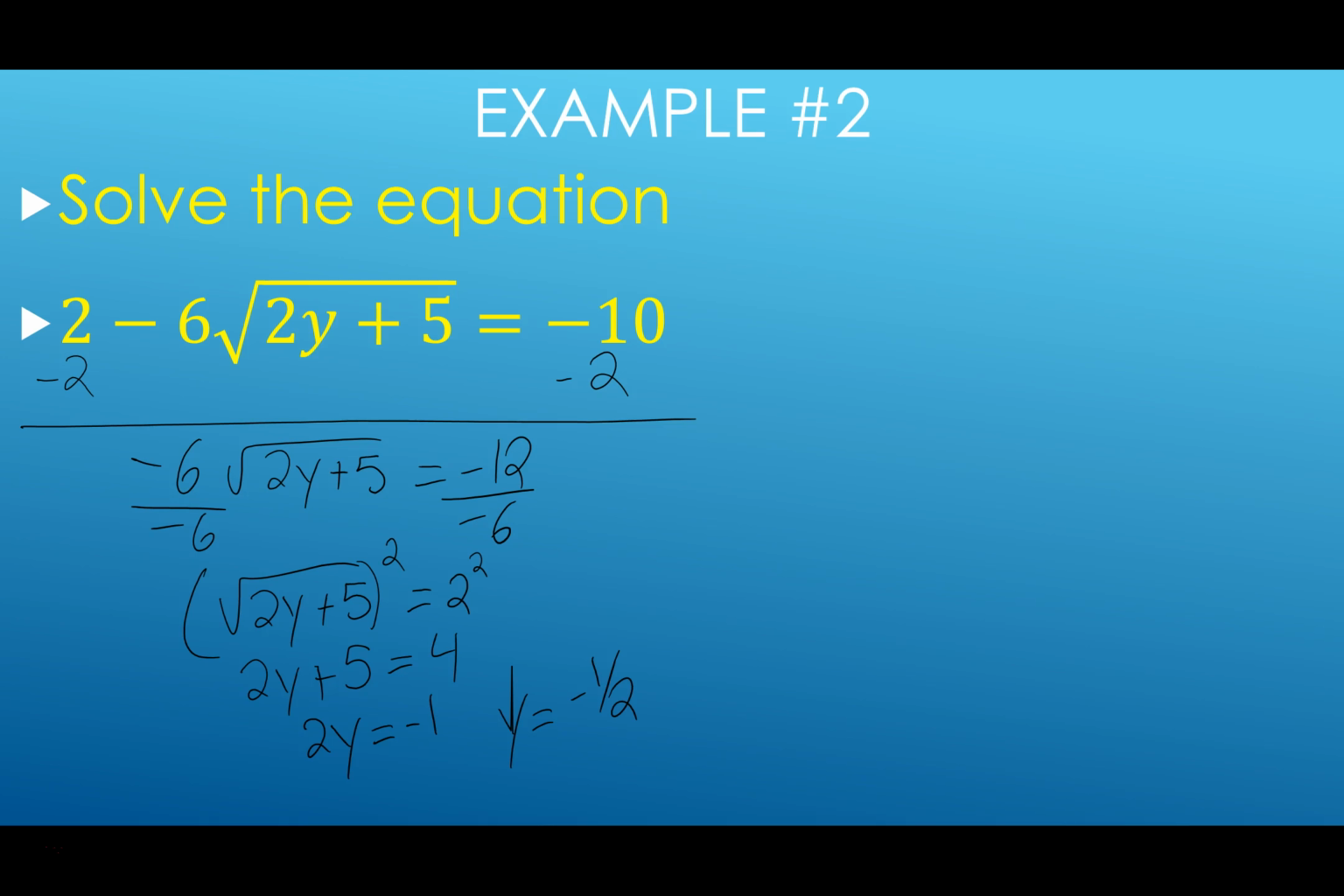Again, always need to make sure we check our work, so we're going to plug it back into the original. So it'd be 2 times -1/2 plus 5 inside the radical. And the whole goal is to make sure the left-hand side equals a -10.